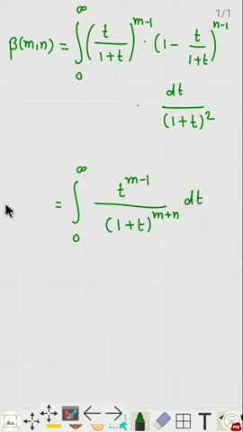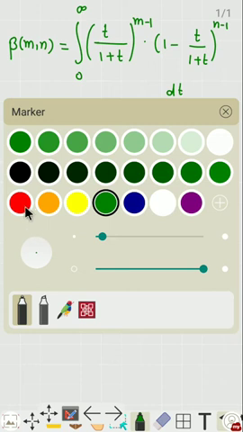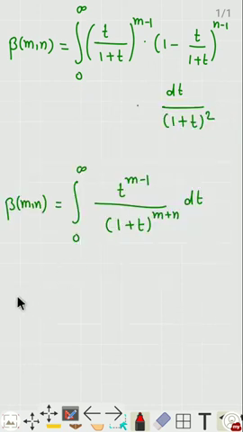Okay, so this is beta(m, n). This integration is in terms of the variable t. The same integration we can write in terms of the variable x. So on a change of variable, there will be no change in the value of the integration.